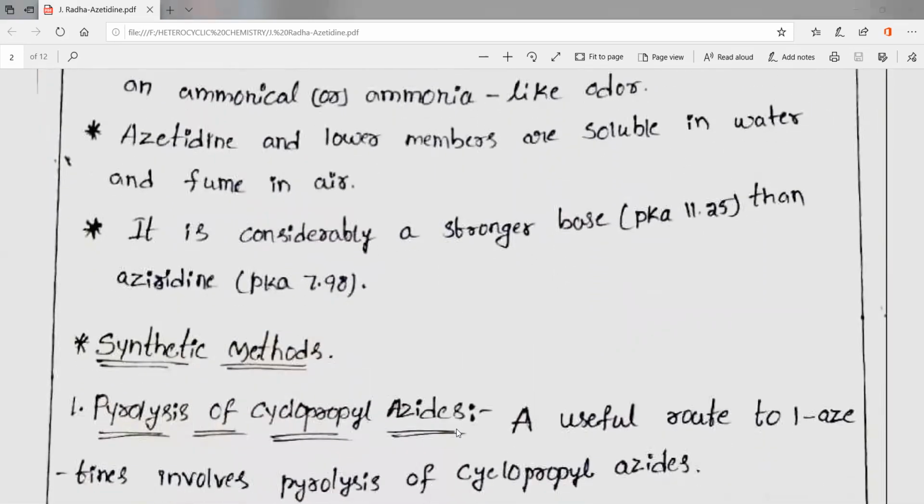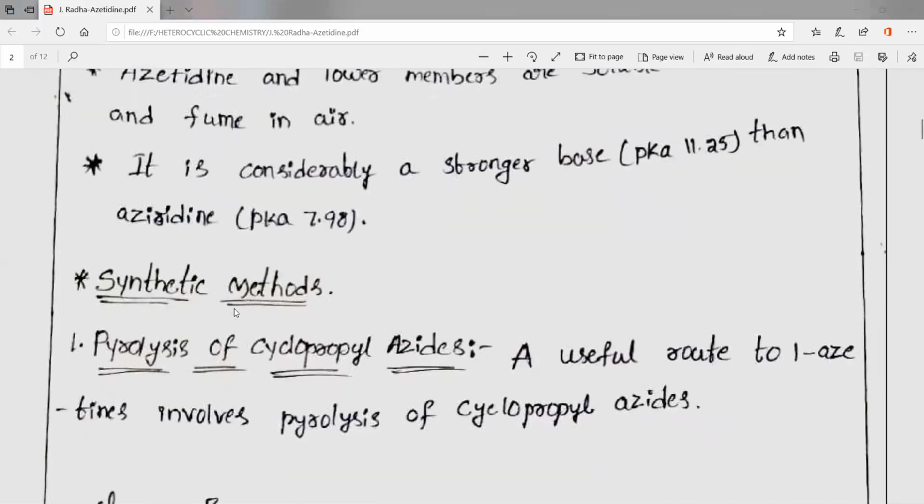Azetidine is a stronger base compared with the corresponding three-membered compound aziridine. The three-membered heterocyclic ring system containing NH and two CH2 groups is aziridine. It is less basic compared with azetidine. So azetidine is more basic compared to aziridine.